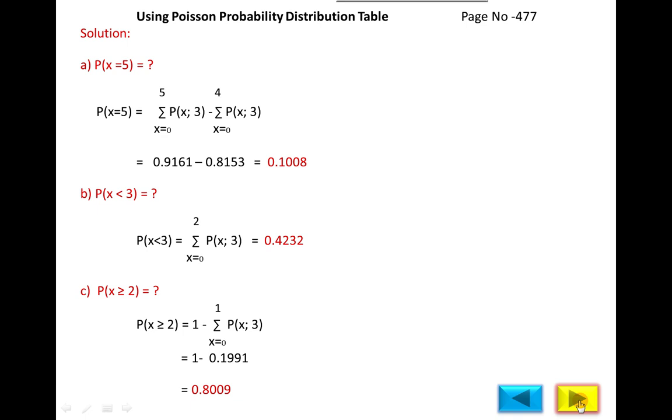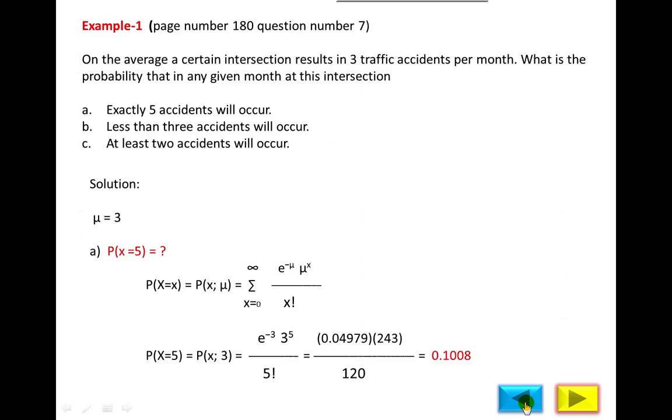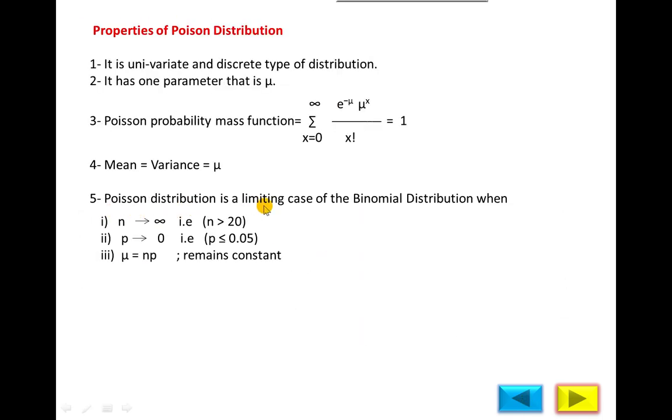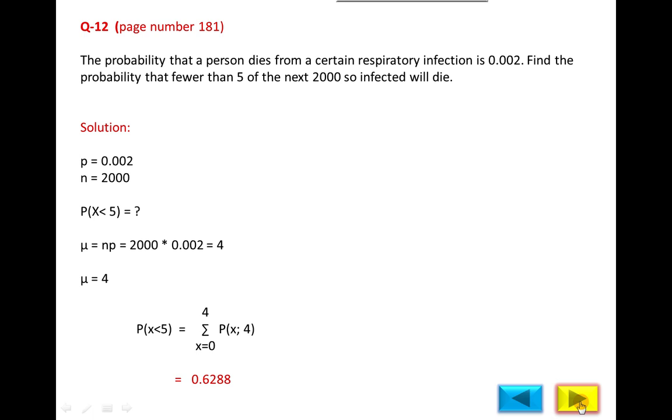Now the last property of the Poisson distribution is that the Poisson distribution is the limiting case of the binomial distribution when n is more than 20 and p is less than 0.05. So the next question is related to this property. This question number 12 is given on page number 181 in your book, and you have solved this question under the heading of the binomial probability distribution with different values of p and n.